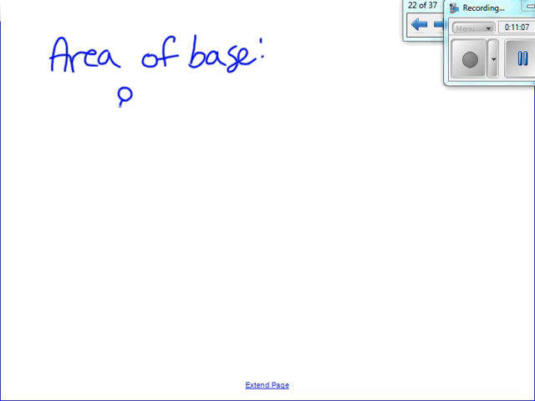So what's the area of the base in that one? 8 by 10, exactly. It is 80. So it's going to be 80 feet squared.